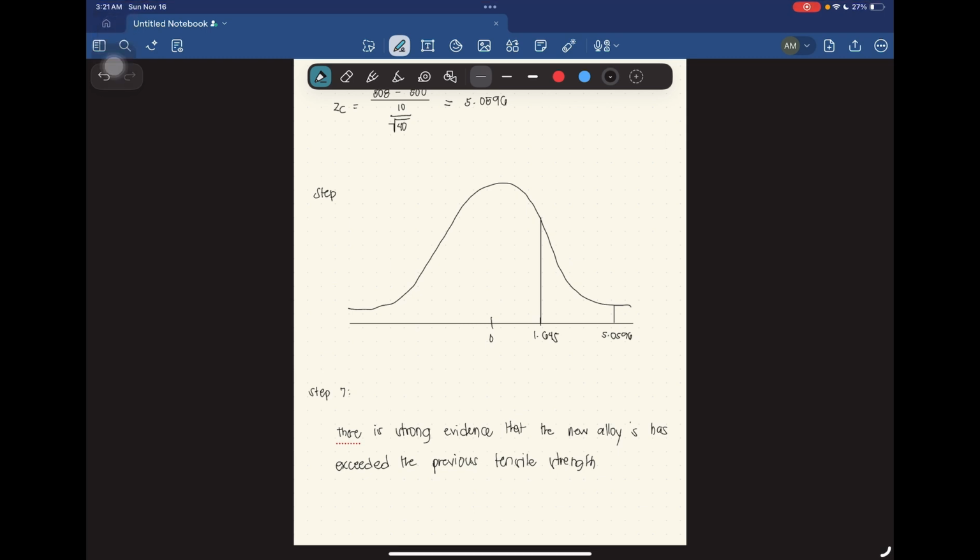And that's all for the 7 steps of using the fixed probability of type 1 error approach in hypothesis testing. Thank you.